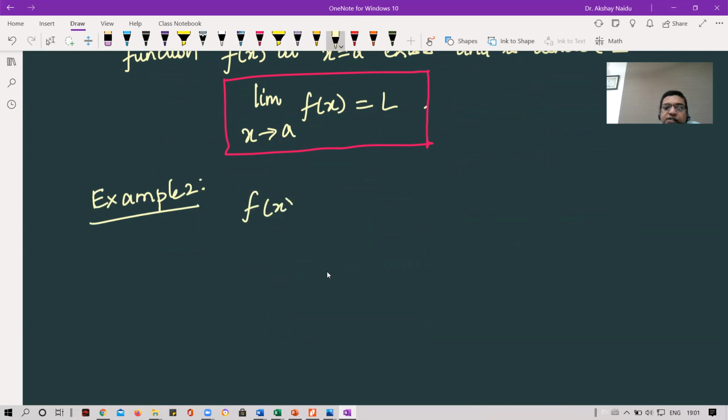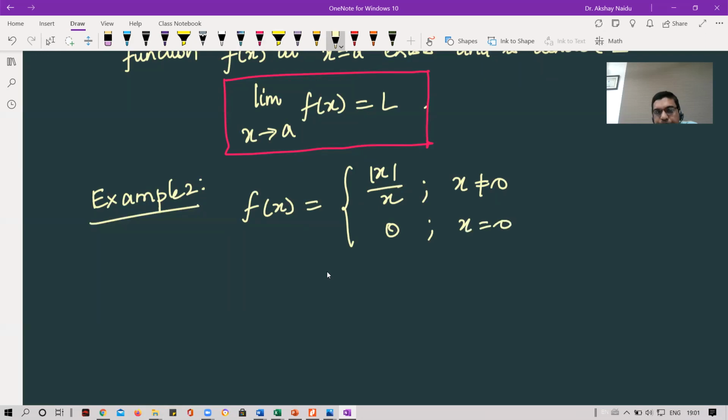Consider f of x as signum of x, that is modulus of x by x for all x not equal to 0 and equal to 0 for x equal to 0. Find, examine the limit of f at x equal to 0.